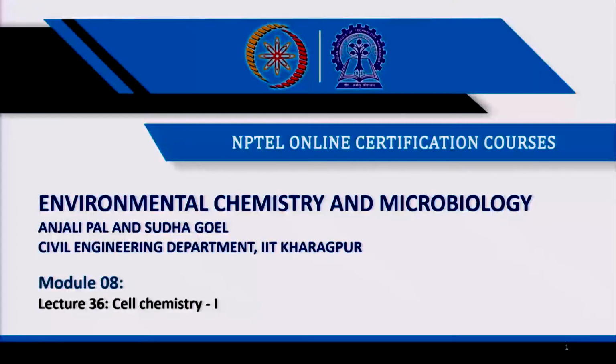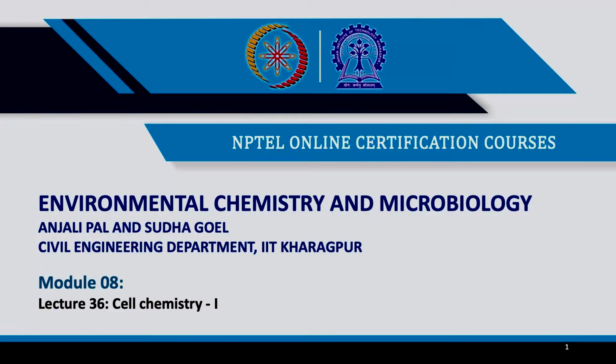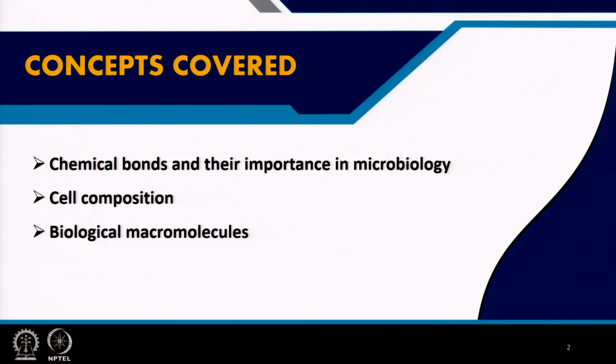Welcome everyone to the next module, module 8. This is lecture 36 and we're going to go through the first part of cell chemistry. So what we're going to do in this lecture and the subsequent one is we'll cover some of the basics of cell chemistry. So this is divided into two parts.